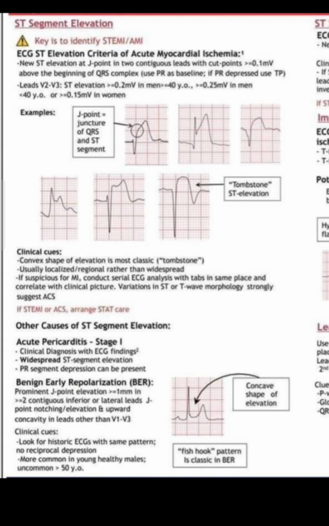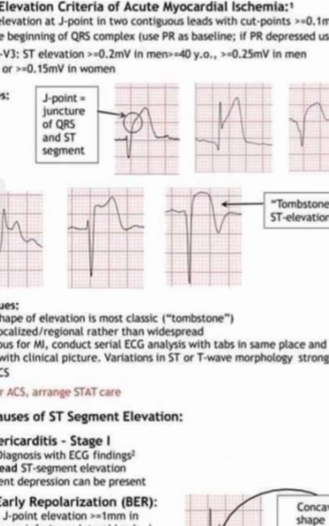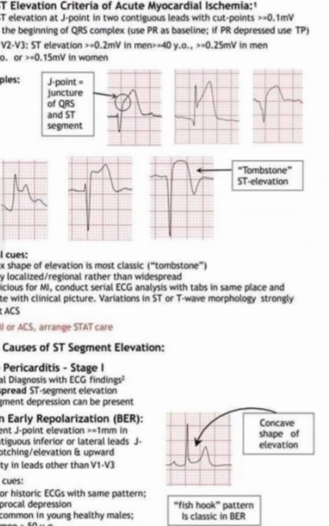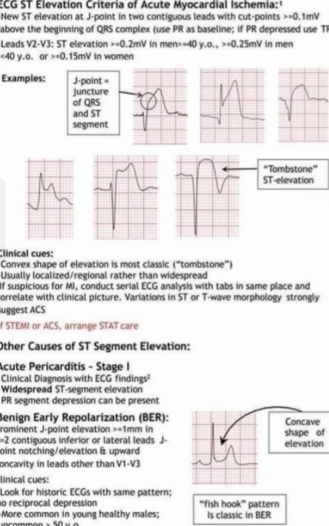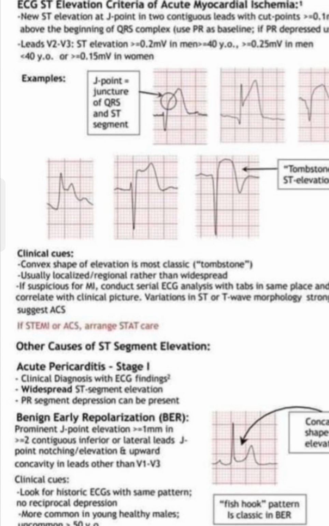In leads V2 to V3, ST elevation is more than or equal to 0.2 in men above 40, 0.25 in men below 40, or 0.15 millivolt in women. The J point is the juncture of the QRS and ST segment, as shown here. You can see different ST elevations, including the tombstone ST elevation.